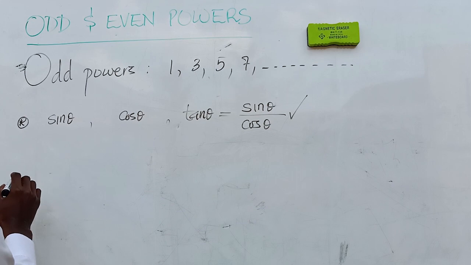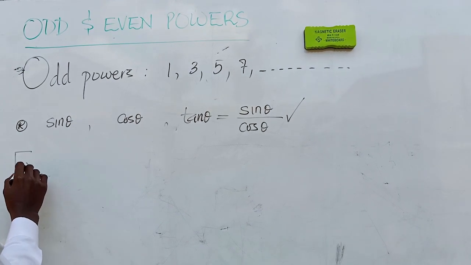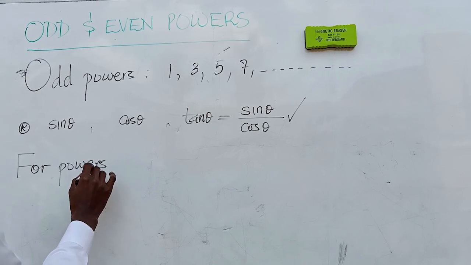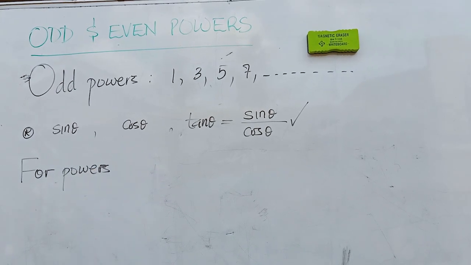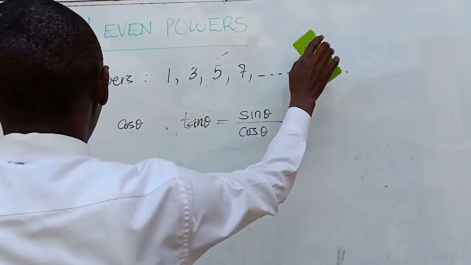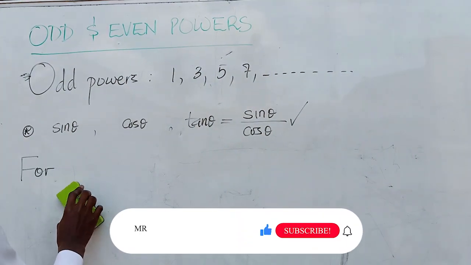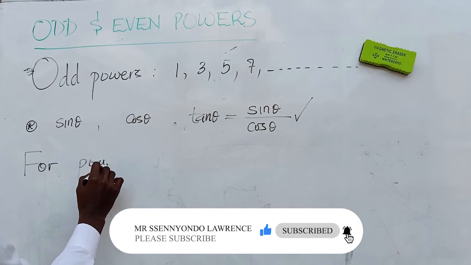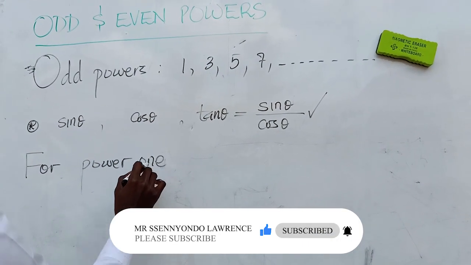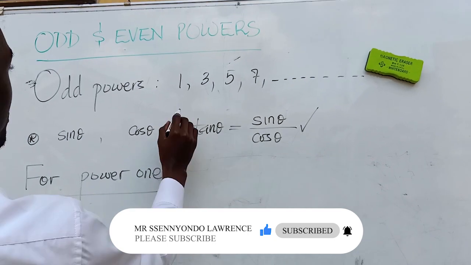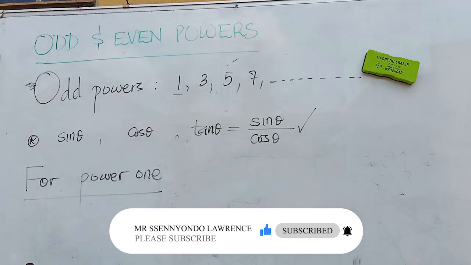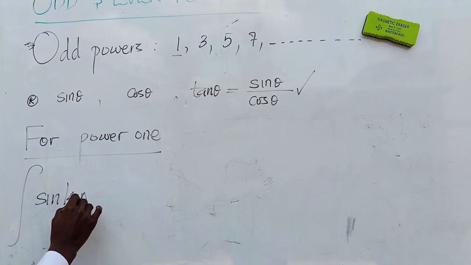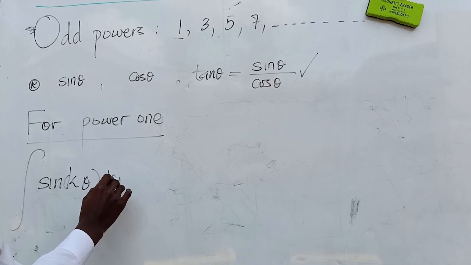Now, generally, I'm going to handle power by power. For power 1, to start with, as the first position in the sequence, I want us to look at the integral of sine of a multiple of the angle, k theta, d theta.